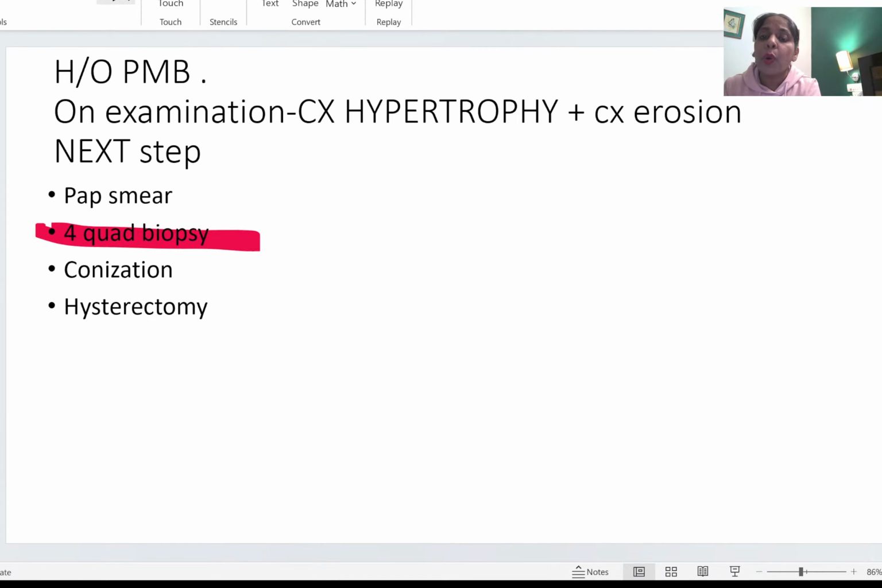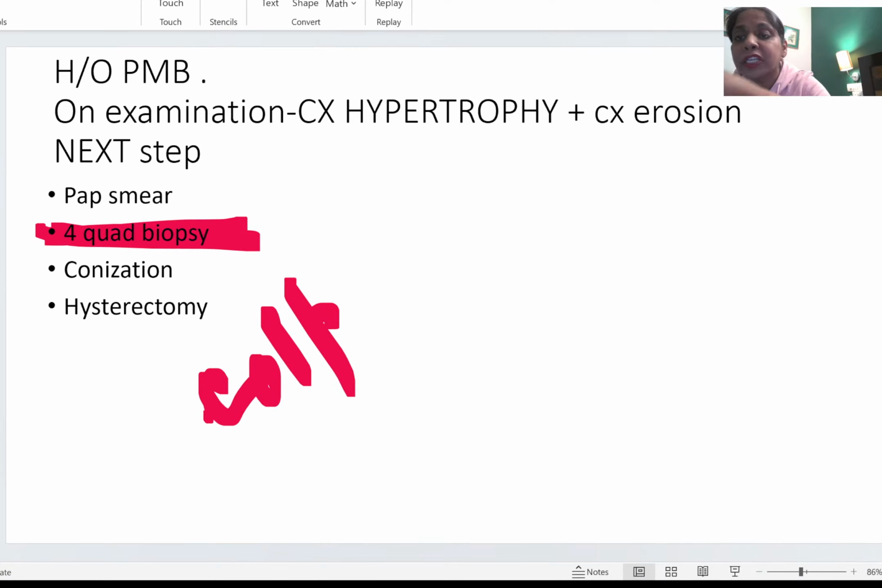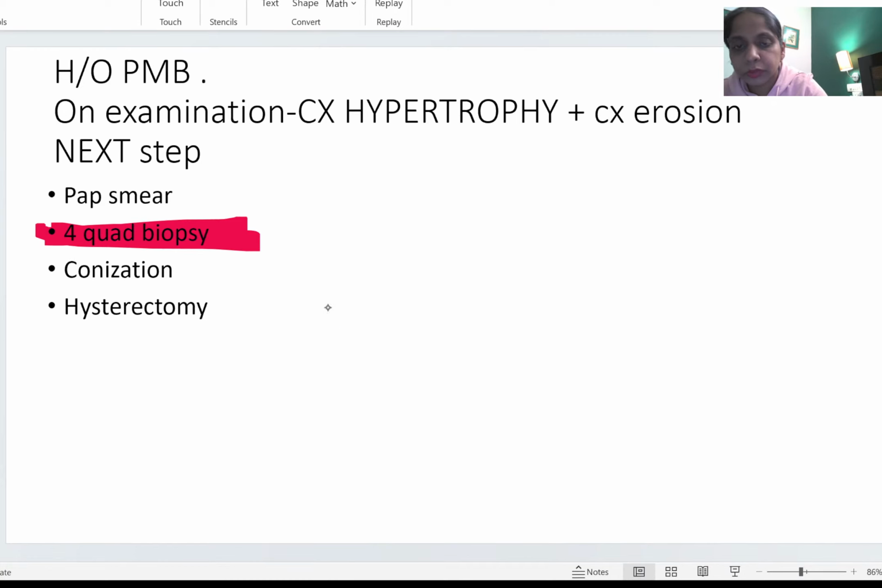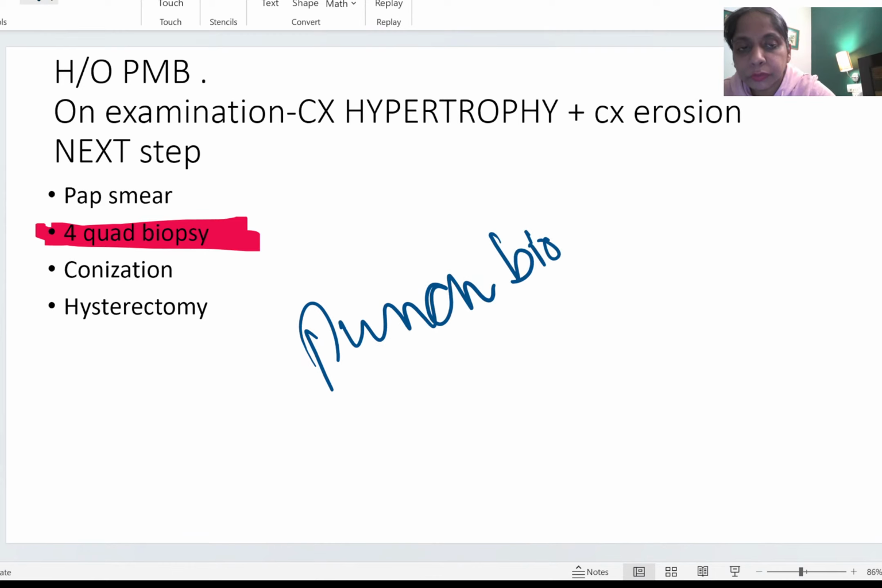No, the answer is 4 quadrant biopsy. The ideal answer should be punch biopsy, but since it is not there, we will write 4 quadrant biopsy, because we are able to see the lesion. The cervix is hypertrophic, the cervix is eroded, and the patient is having symptoms.